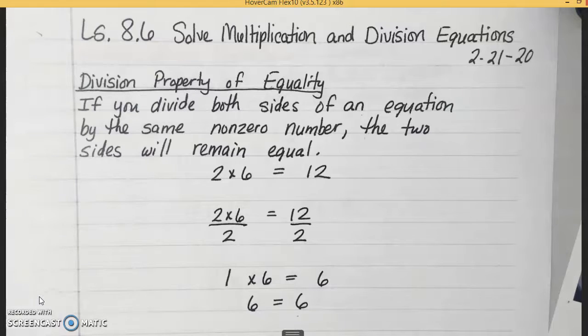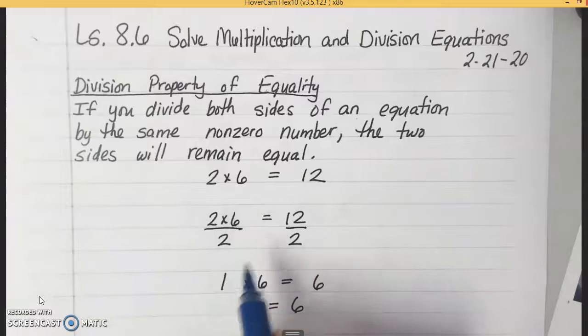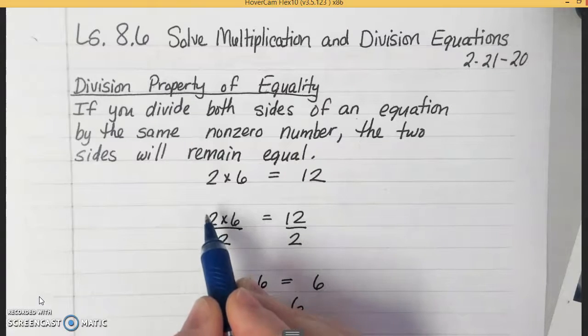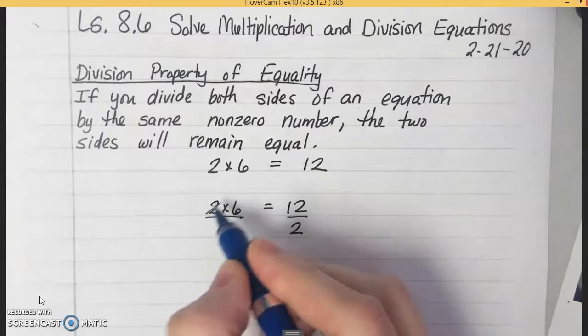So if we start with 2 times 6, and if we were to divide both sides by 2, my 2's right here would do what? What would happen to them? They would cancel out.